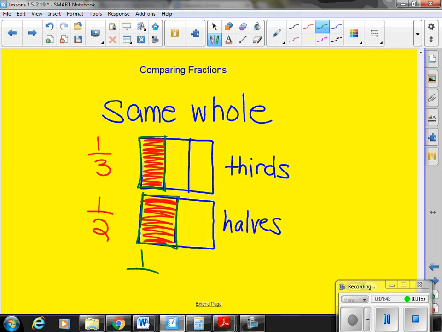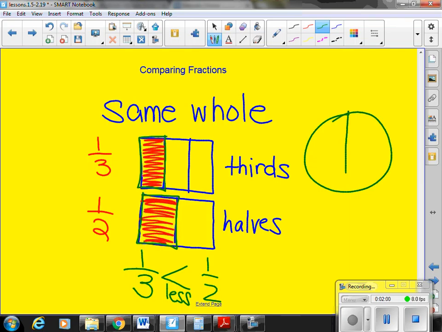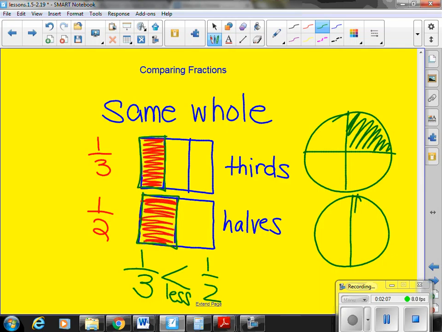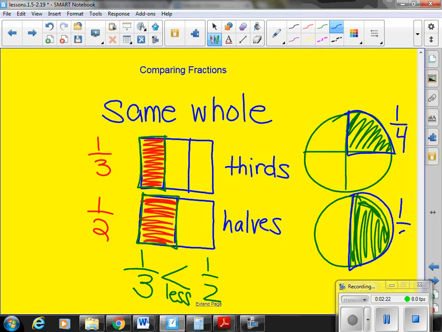So if I was going to compare, I would say that 1/3 is less than 1/2. And this is using a model to compare. You could do it with circles. If you had fourths and halves, if I colored in 1/4 and I colored in 1/2, I can clearly see that the little piece here that is 1/4 is clearly less than the piece I have here that is 1/2.